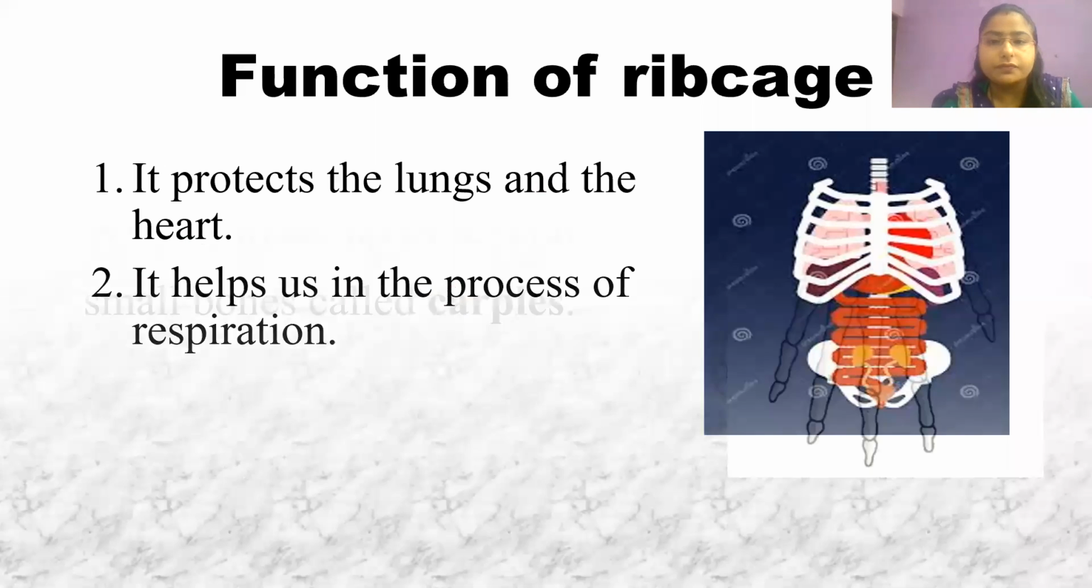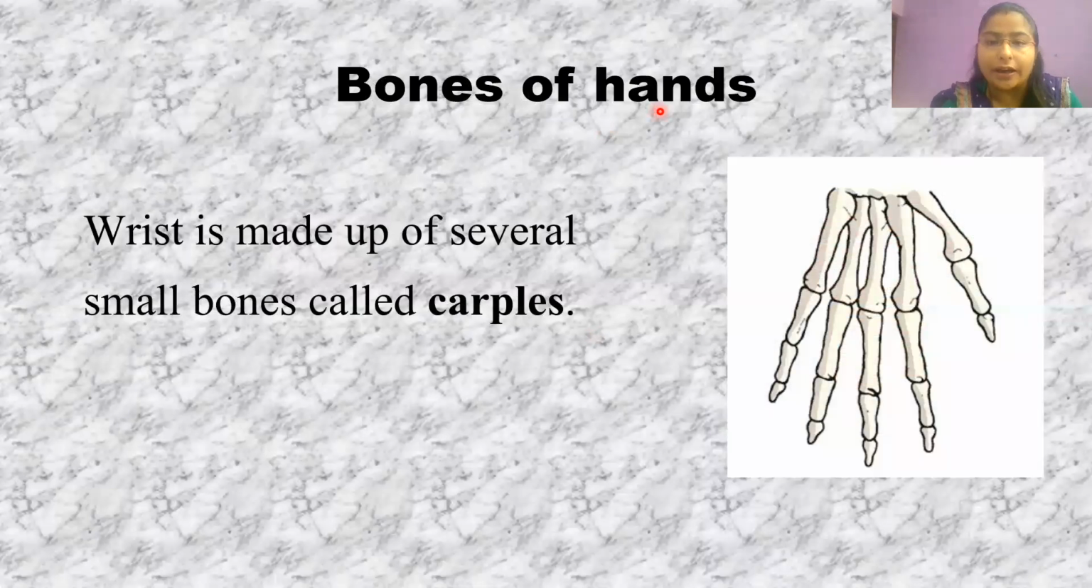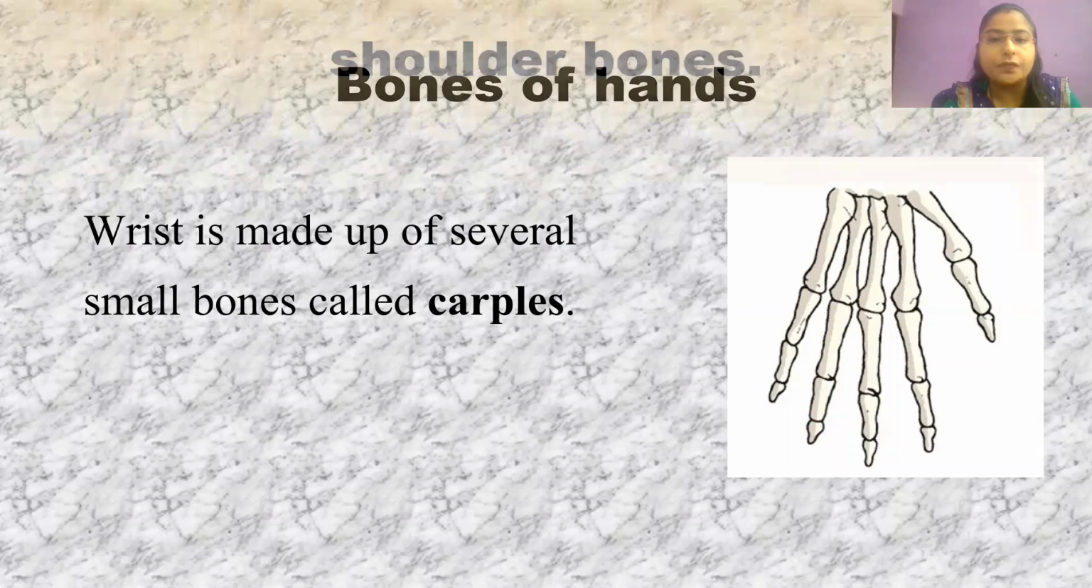Okay. Now the bones of hands. Wrist is made up of several small bones known as carpals. These small bones you can see here. These small bones are known as carpals.